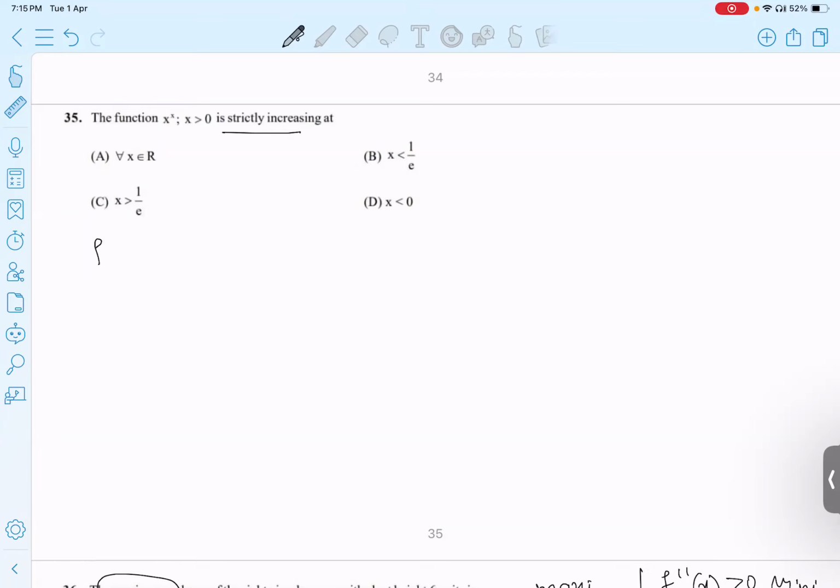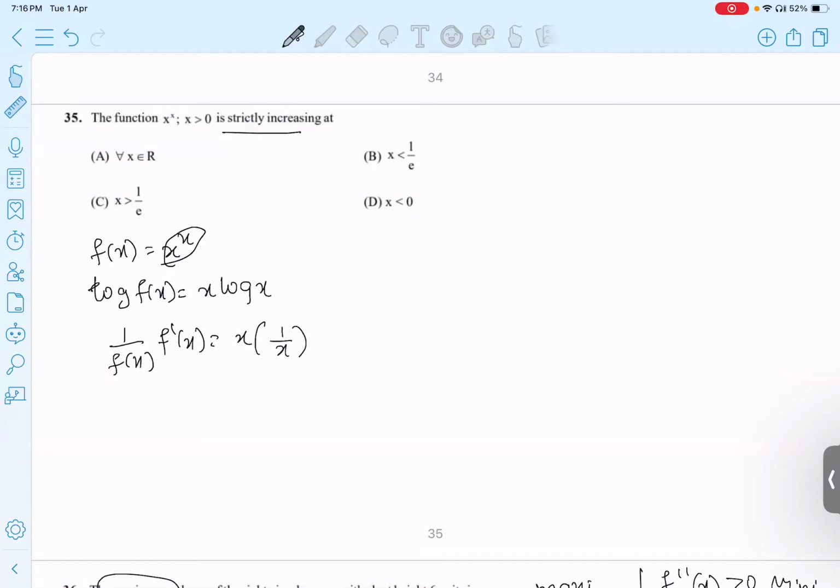They have given directly that it is strictly increasing, but we have to check at which point it is strictly increasing. What is the function? The given function is x to the power of x. I can't differentiate directly because it is a function to the power of a function. So we have to apply log on both sides. So log f of x will be x log x. On differentiating this, we get x into 1 by x plus log x into 1. So f dash of x can be written as f of x into 1 plus log x.